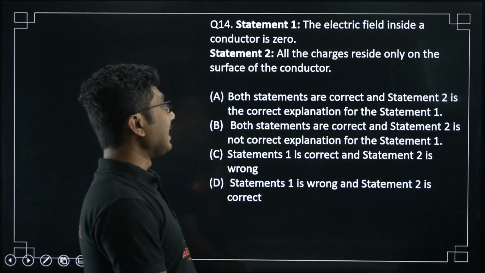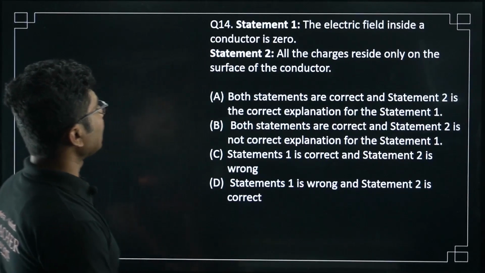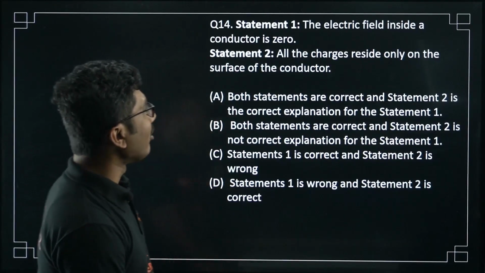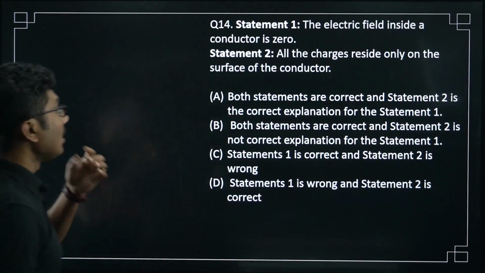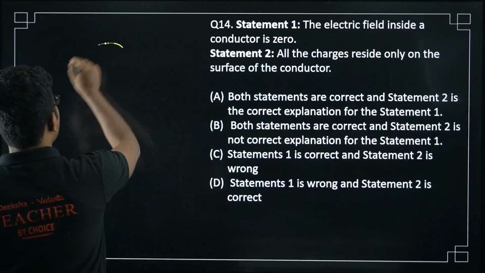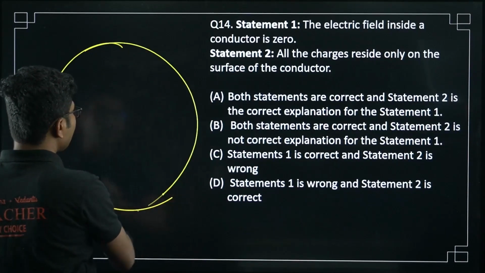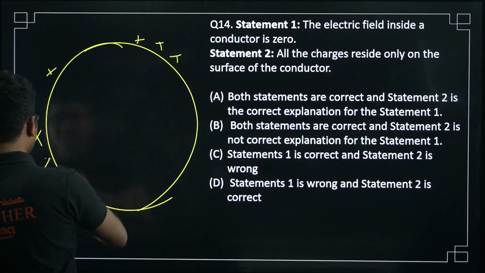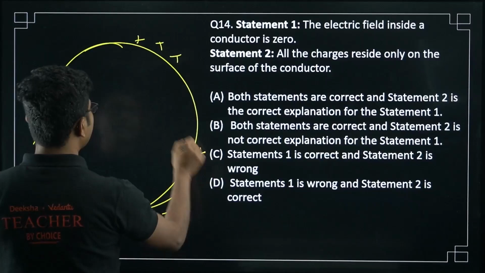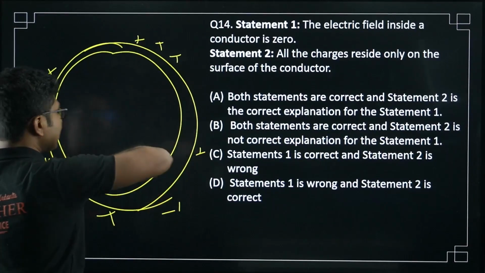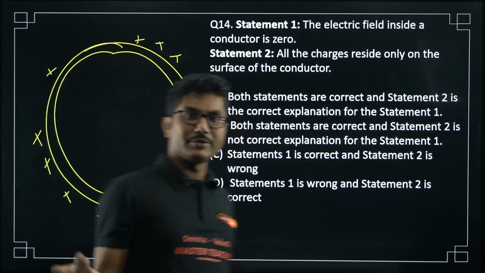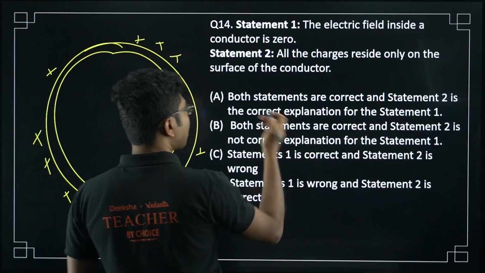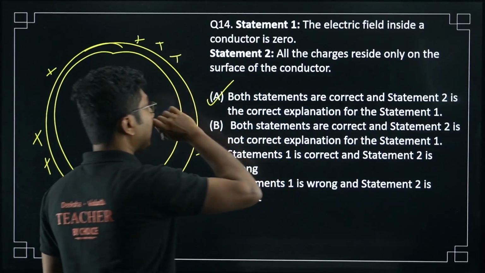Statement 1: the electric field inside a conductor is 0. Statement 2: all the charges reside only on the surface of the conductor. So electric field inside a conductor is 0 because all the charges are residing on the surface. Both statements are correct, and because all the charges are on the surface, net charge enclosed is 0. Net charge enclosed 0 means electric field will definitely be 0. So both statements are correct, and statement 2 is the correct explanation of statement 1. So option A is correct in this case.